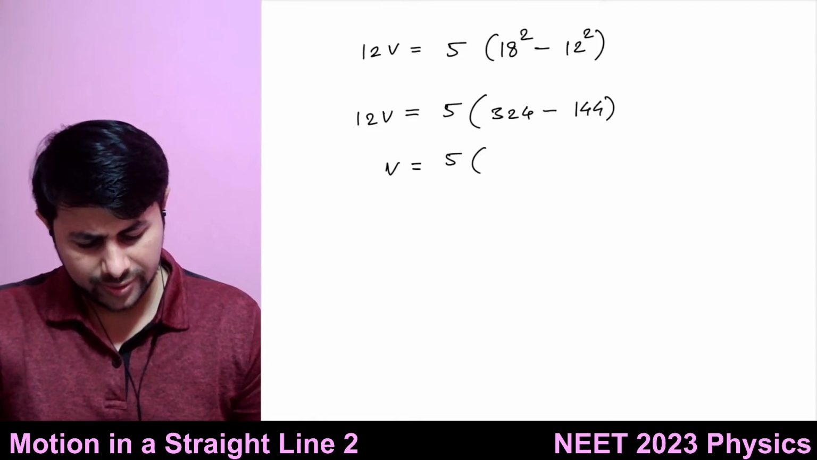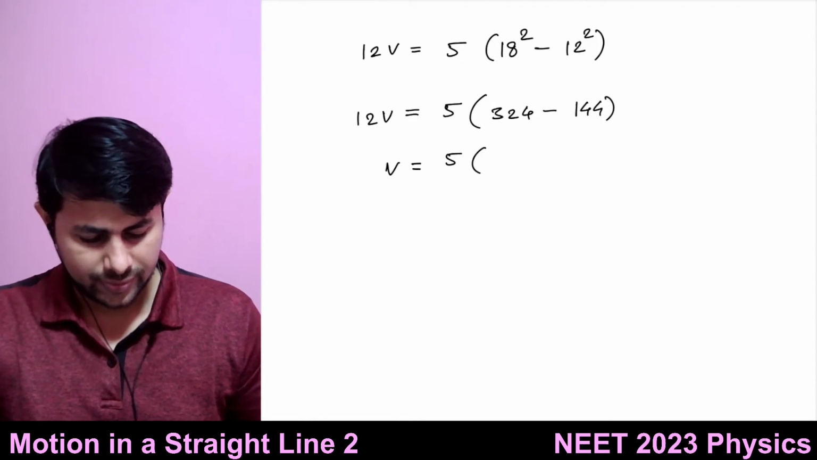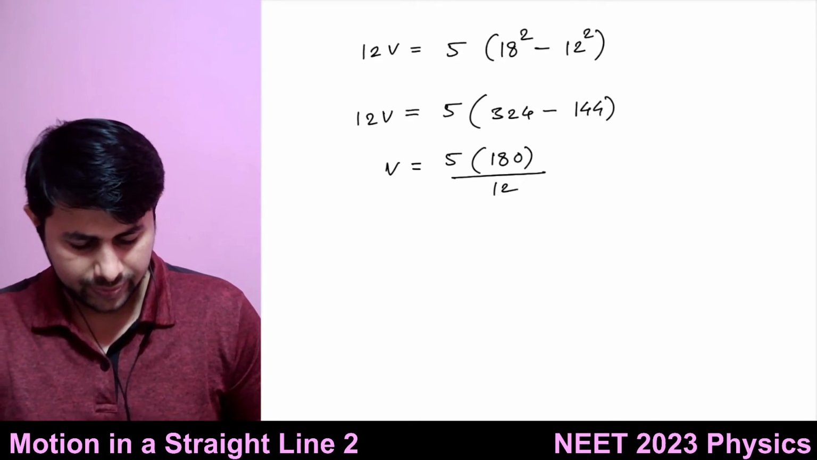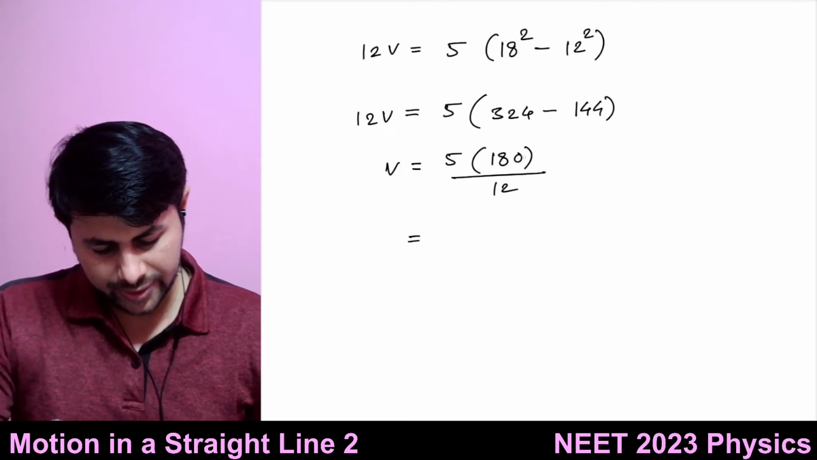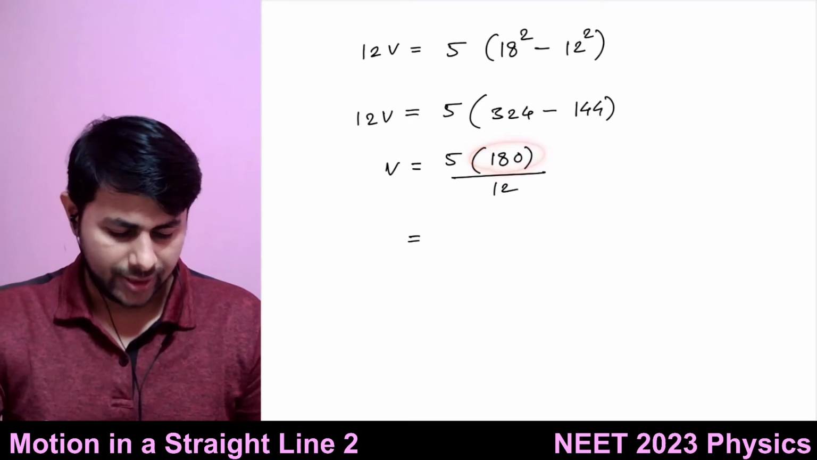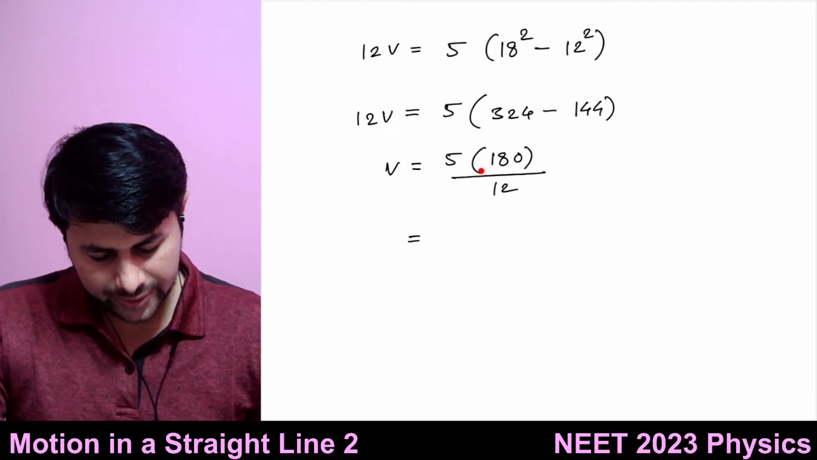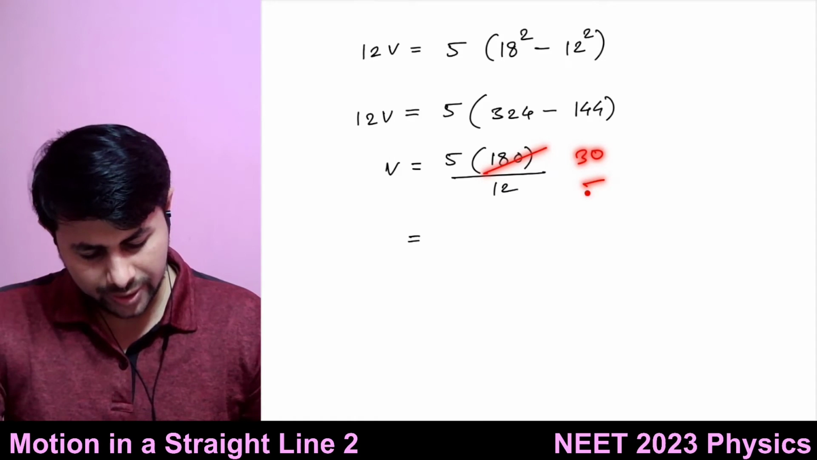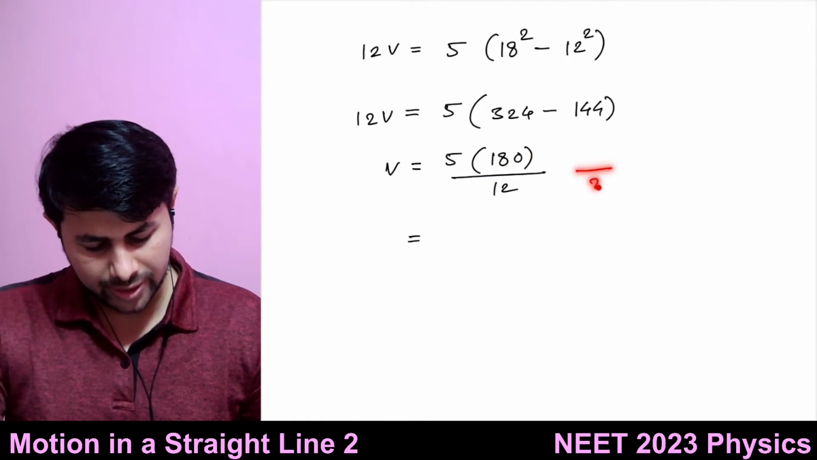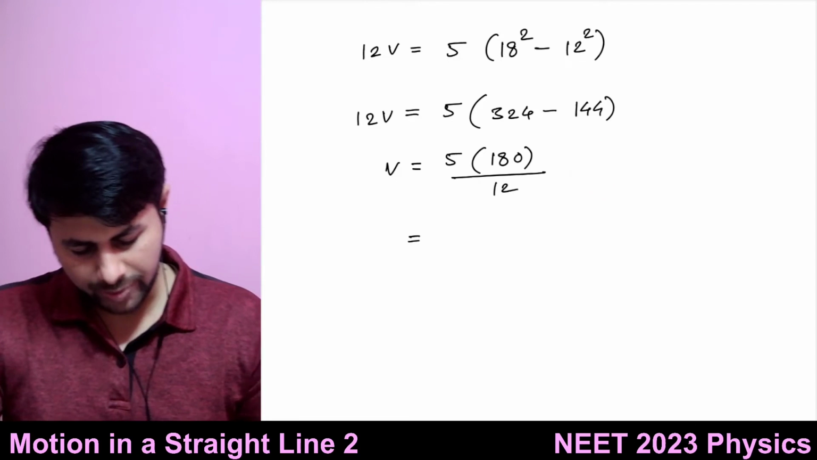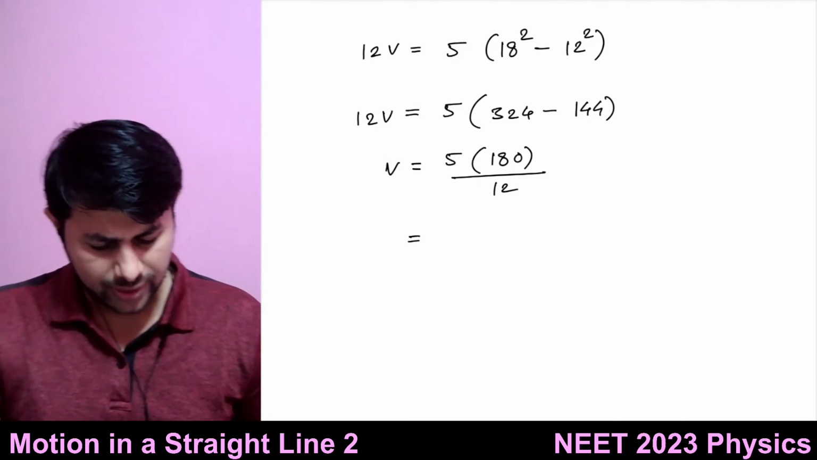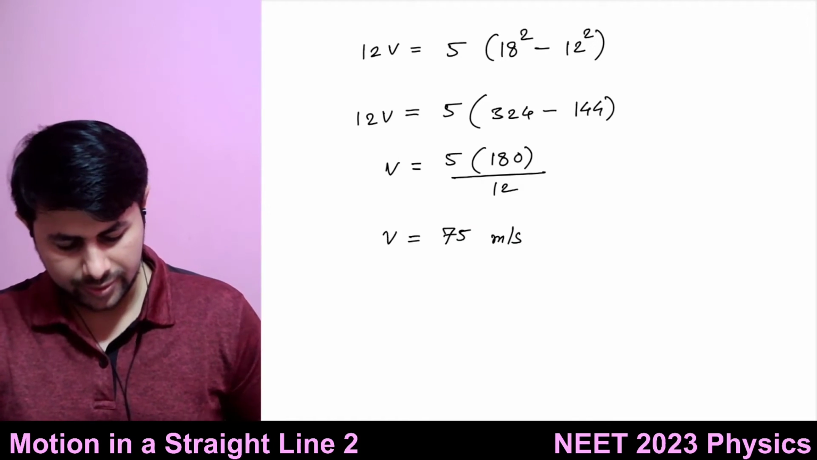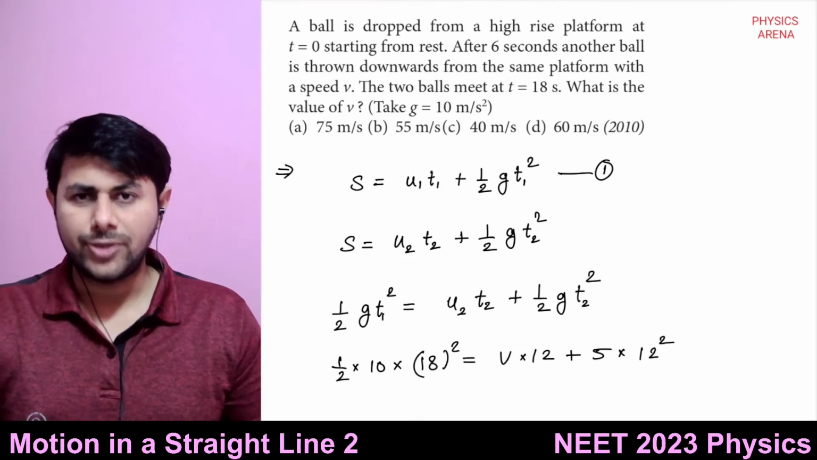So is it 180? I think it is 180, divided by 12. So 180 divided by 12. We can divide by 6. If I divide by 6, this will be 30 divided by 2. That's 15. 15 times 5 is 75. Okay, 75 meters per second must be its velocity. Yes, option A is the answer.